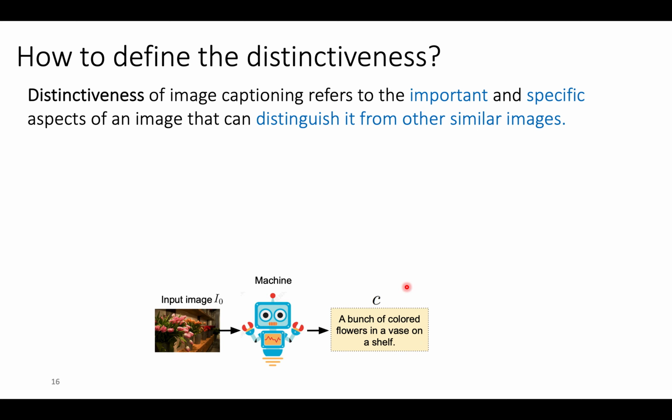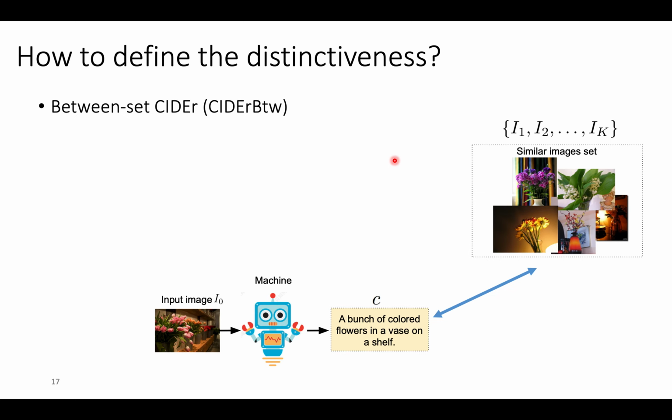Let's consider the definition of distinctiveness again, which is an ability to generate important aspects that can distinguish the image from other similar ones. Thus, we propose between-set CIDEr. We also call it CIDEr between. By measuring the semantic distance between the target caption and a set of similar images, we can tell if the caption is distinctive. So, how to evaluate the semantic distance between these two items?